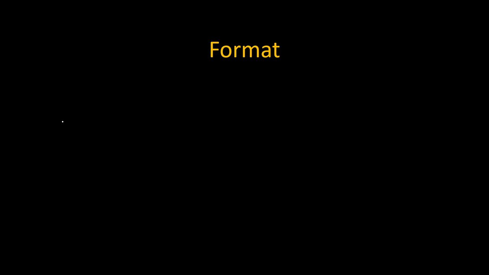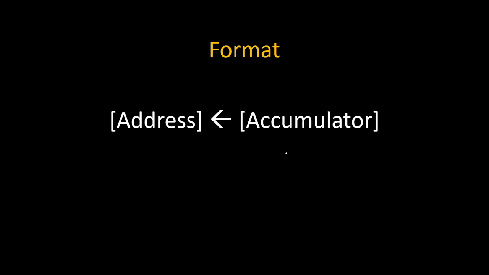Suppose the instruction is STA 2030H. So what will happen because of this instruction? Whatever value the accumulator is holding will get copied to the 2030H memory location, in the memory whose address is 2030H. That's why, because of this instruction, the content of the accumulator (we read the square bracket as 'content of') gets copied to the content of the given address.